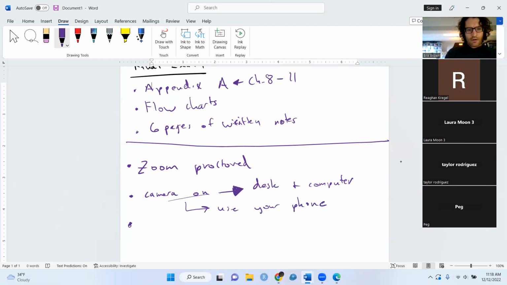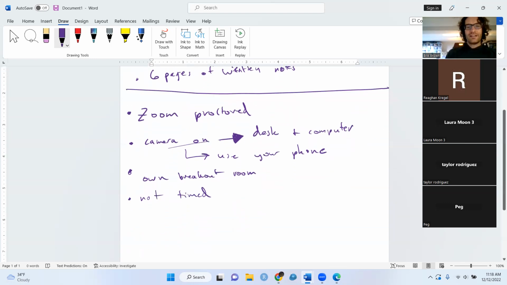Let's see what else. You'll be in your own breakout rooms, so you'll have your own room. You'll be able to ask infinite questions. I don't want to say unlimited time, but it's not timed, but you do have to finish in one sitting. So you start and finish, and you have to hand it in before you leave.